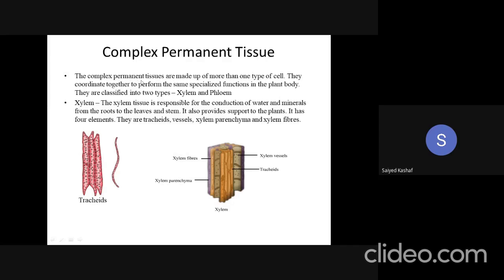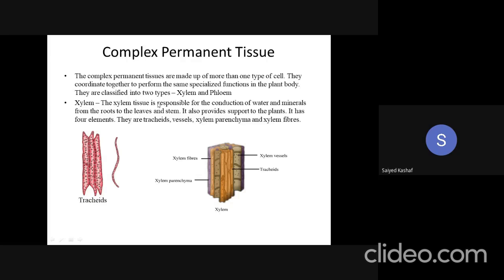These complex permanent tissues are made up of more than one type of tissue, and these work together as a unit, and they coordinate with each other to perform specialized function. You can see the specialized function in the plant body, which are constituted by the two types, xylem and the phloem. So the xylem tissue is responsible for the conduction of water and minerals from the root to the leaves and the stem, and it also provides support to the plant.